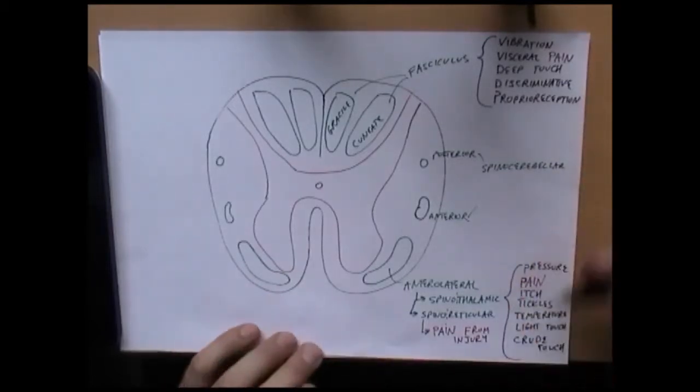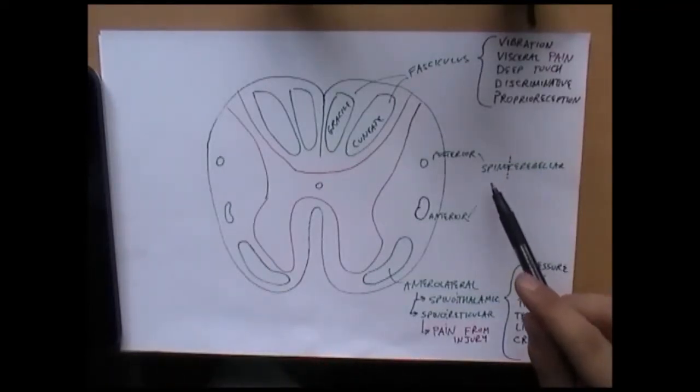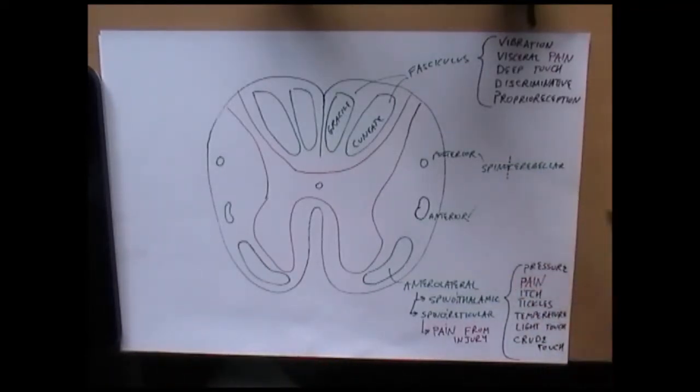So if we divide that into two, we've got tracts going from the spine to the cerebellum. Unlike the other tracts, these tracts are not going to go to your cerebrum or your cerebral cortex. They're not going to go to the postcentral gyrus. They are wired to go straight to the cerebellum.